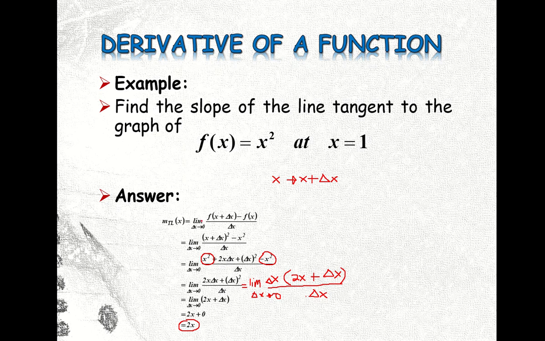Now, what is the slope of the tangent line at x equal to 1? This is the solution, class. The slope at x equal to 1 is m_TL. Since our slope is 2x, at x equal to 1 it is 2 times 1, equal to 2. So that's it, the first example of the slope.